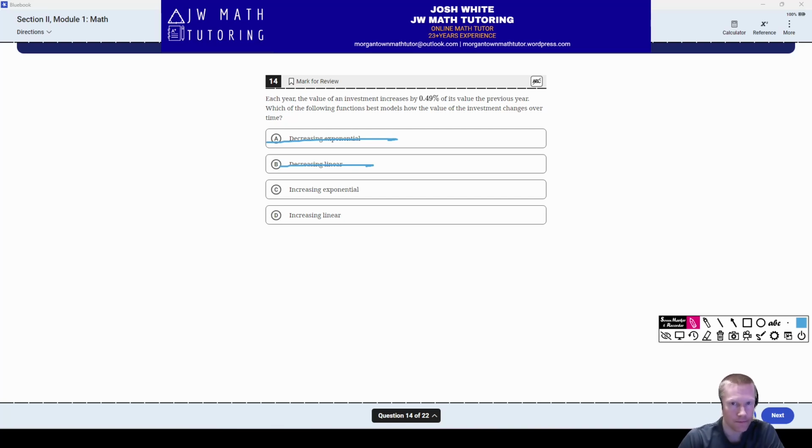So it's going to be exponential. The correct answer here is C. And the reason is because it's increasing by a percentage, and more importantly, it's a percentage of its previous value. So in other words, it starts at x, and then you take 0.49% of x, which is the same as 0.0049 times x, okay?